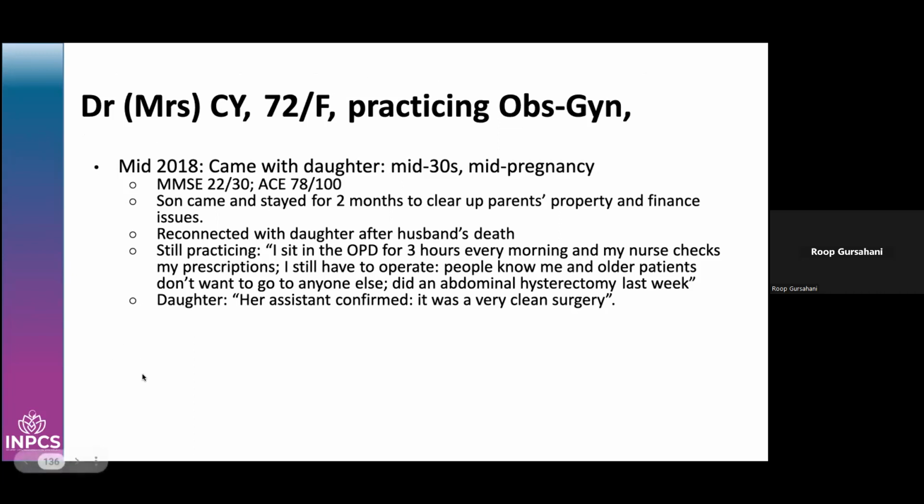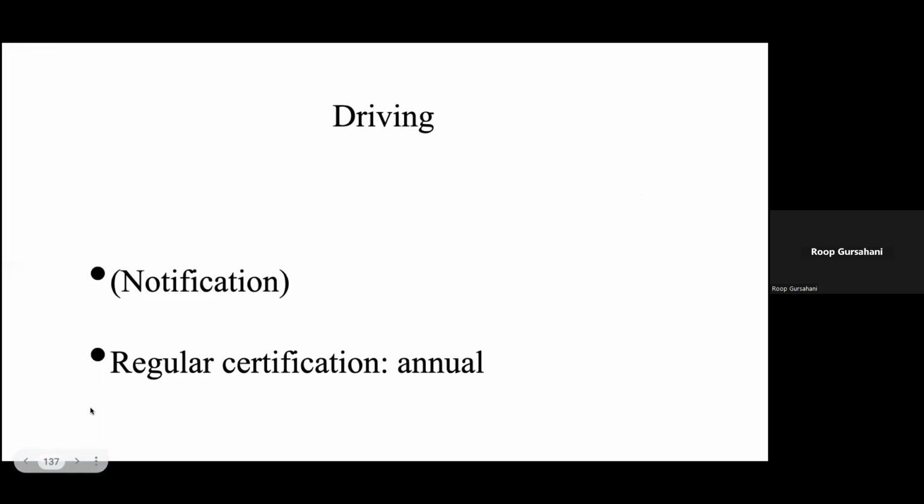Now, at this stage, the son came and stayed for about 2 months to clear up the parents' property. She had reconnected with the daughter. She was still sitting in the OPD. In fact, her daughter was keeping a remote check on all of this. She said the assistant confirmed that it was a clean surgery. Now, when the patient is a doctor with dementia, this becomes, as you can understand, a pretty tricky issue.